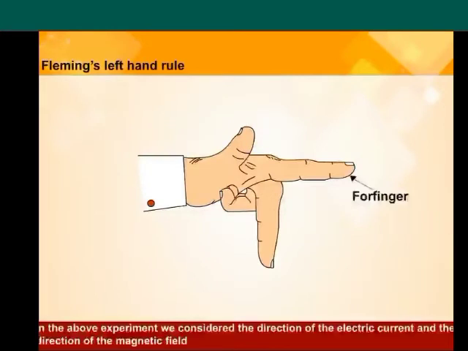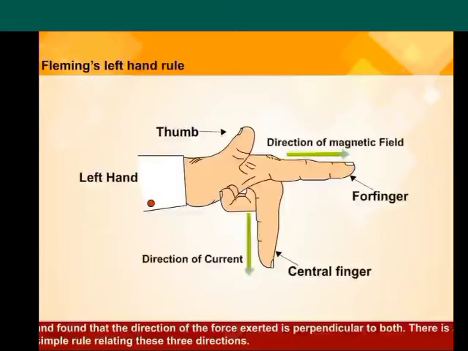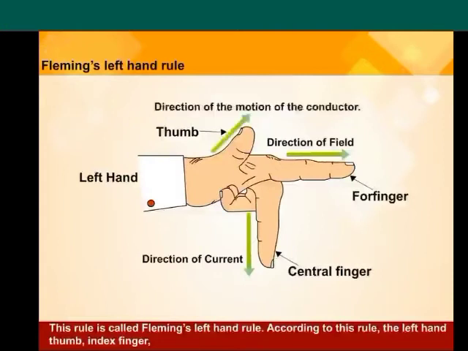Fleming's left-hand rule. In the above experiment, we considered the direction of the electric current and the direction of the magnetic field and found that the direction of the force exerted is perpendicular to both. There is a simple rule relating these three directions. This rule is called Fleming's left-hand rule.